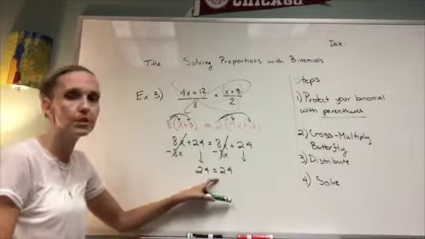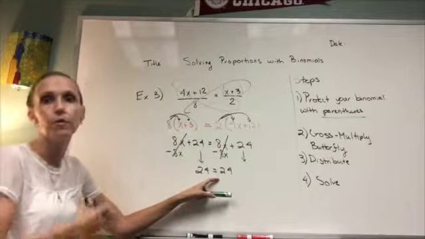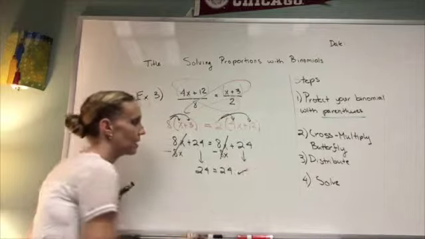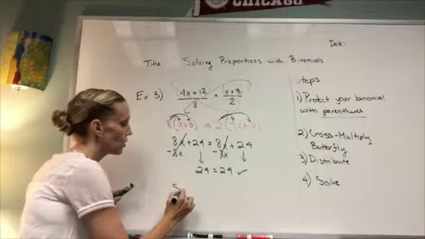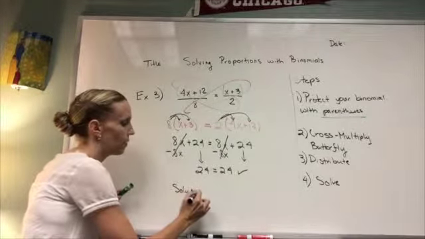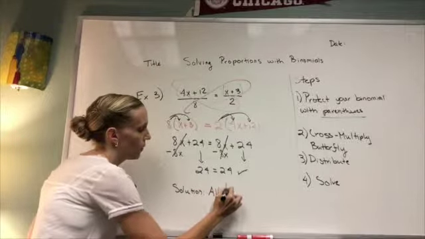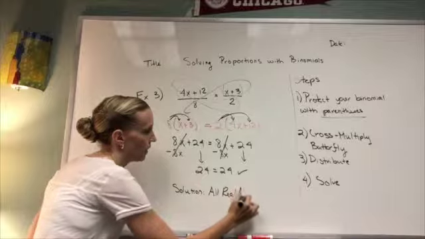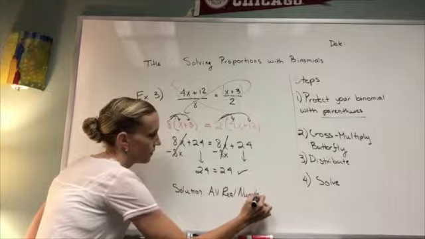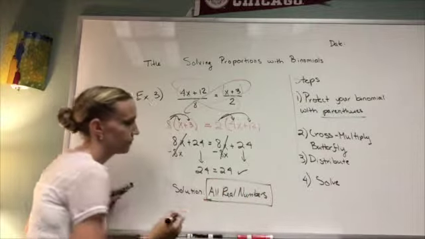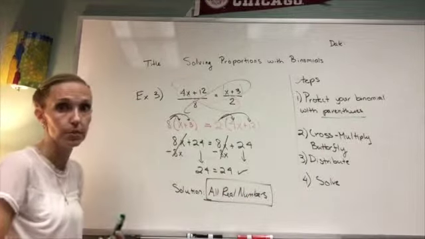Is this a true statement? It is. 24 will always equal 24. So I'm going to put a check by it saying that it's true. So my solution, when all my variables disappear, is all real numbers. That is your solution.